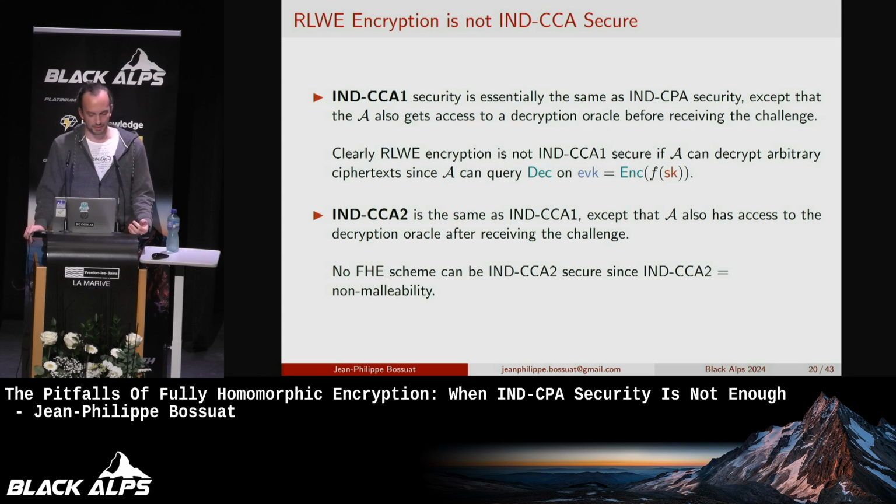Then, more than IND-CPA, we have IND-CCA1, which is the same as IND-CPA, but this time the adversary can query a decryption oracle before getting the challenge. So clearly, RLB encryption is not IND-CCA secure, because the adversary could query the decryption on the evaluation key and get back the secret key. And even stronger, we have IND-CCA2, where the adversary has access to a decryption oracle before and after the challenge. And there is an impossibility result: no FHE scheme can be IND-CCA2 secure, because it implies non-malleability, which is what you want with an FHE scheme.